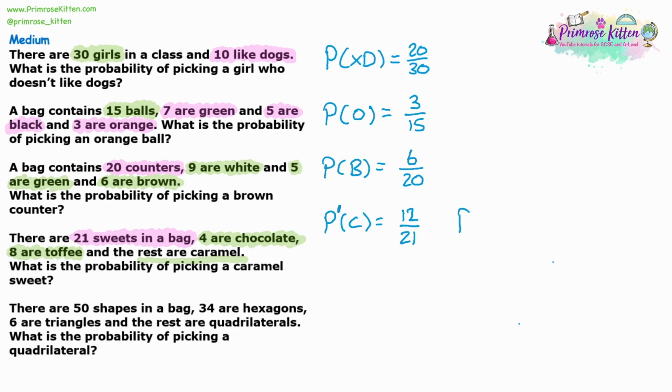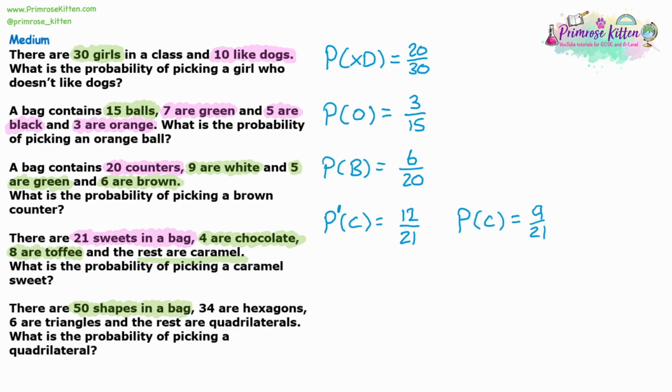So the probability of getting caramel must be the number that adds on to 12 to get you to 21, to get you to the total. And you can add 9 onto 12 to get 21. And so the probability of picking caramel and not picking caramel adds up to 21 over 21 and adds up to a whole one. Now looking at the last medium question, for a total there are 50 shapes in a bag. Let's break that down.